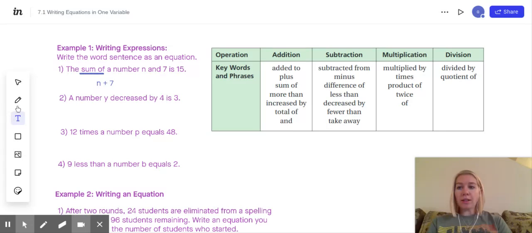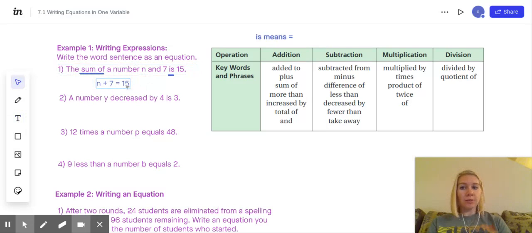Now another key word is the word is. Is always means equals. So I'm going to add that up top here. I'll say is means equals. Okay, so going back to our problem, the sum of n and 7 is, means equals 15. And that's it.